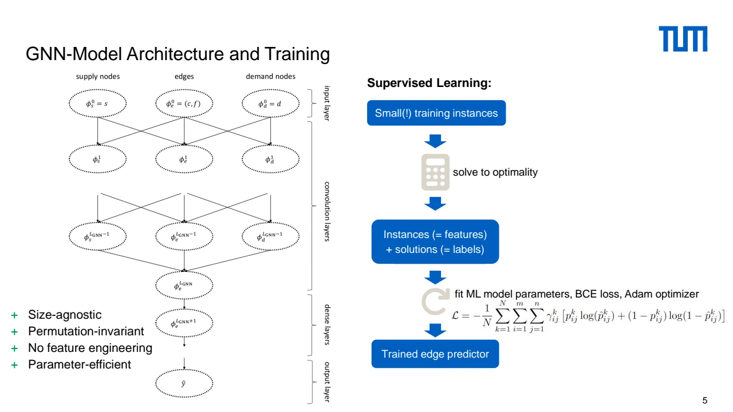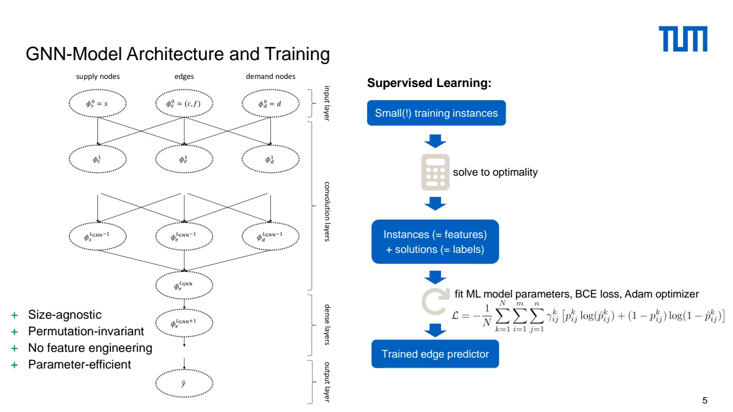The inputs are just the raw instance features. For the supply nodes, it's just the supply quantity. For the demand nodes, it's the demand quantity. And for the edges, it's the variable and the fixed cost. And then we use convolutional layers to share and combine information.